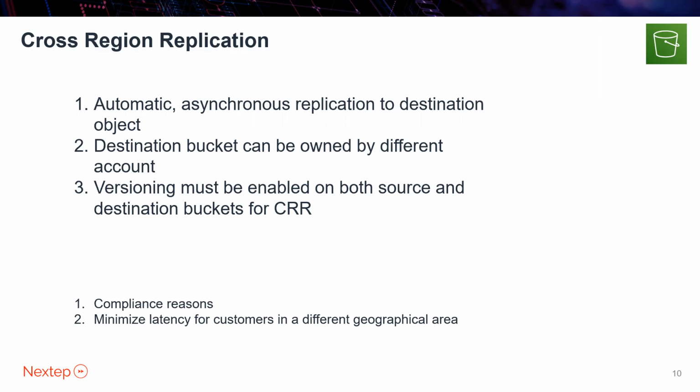So why do you want to do that? There may be compliance reasons, or to minimize latency for customers in a different geographical area. I want my Asia Pacific customers to access my files from the nearest region's bucket, and I want my rest of the world consumers to access the files from my Ohio region. If I have a use case like that, then I can do a cross-region replication.